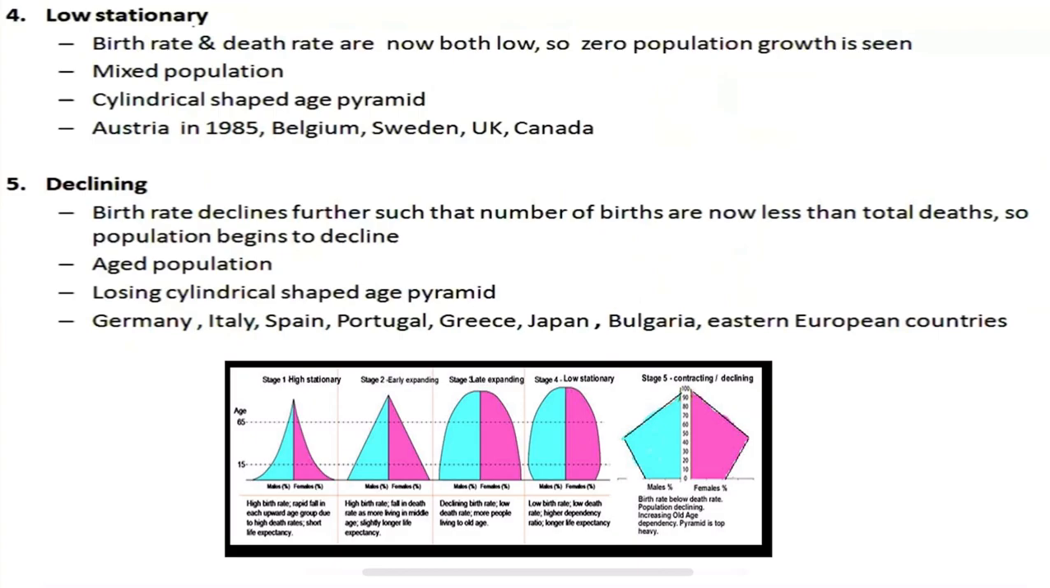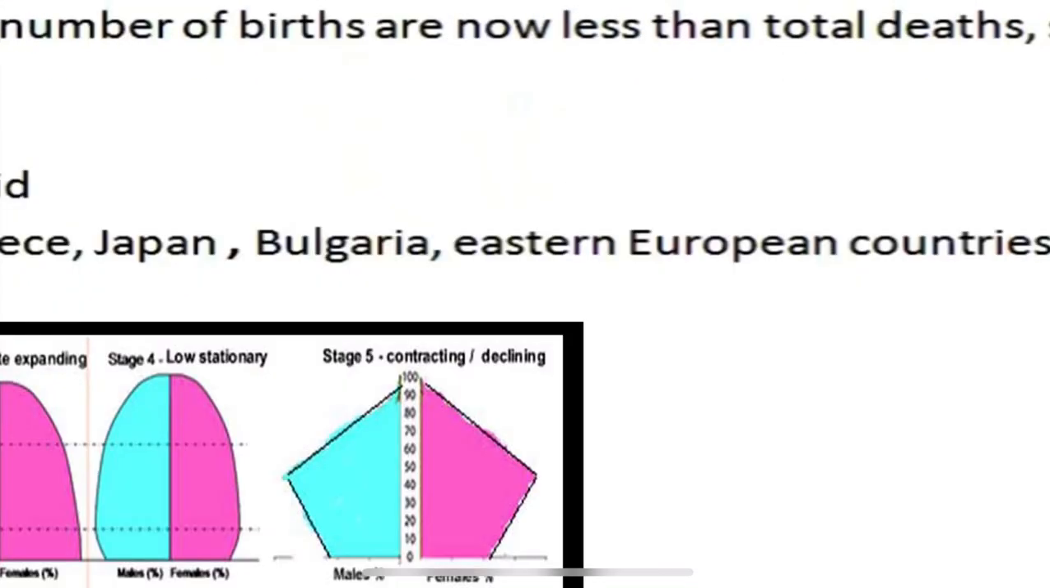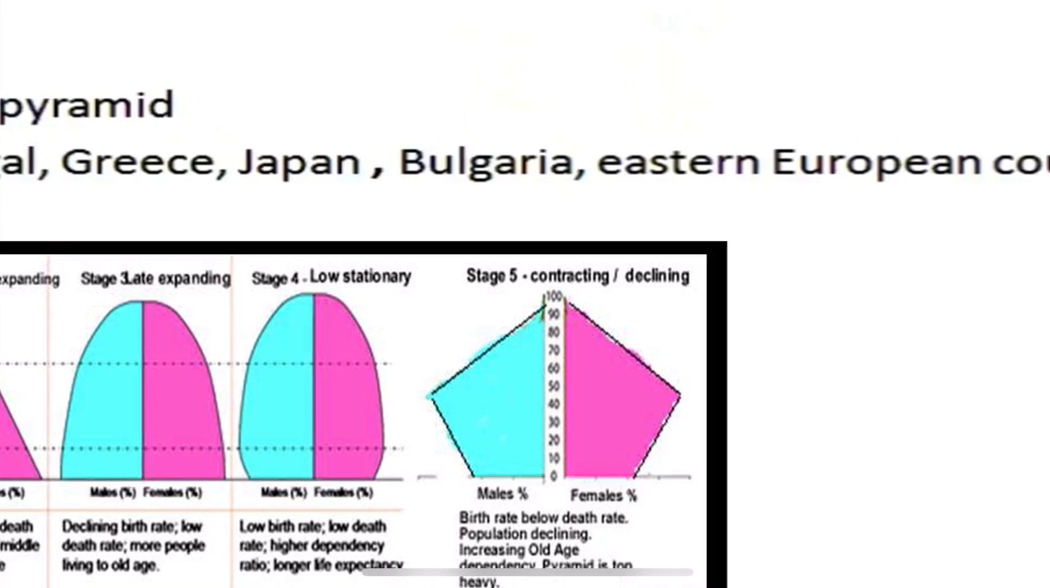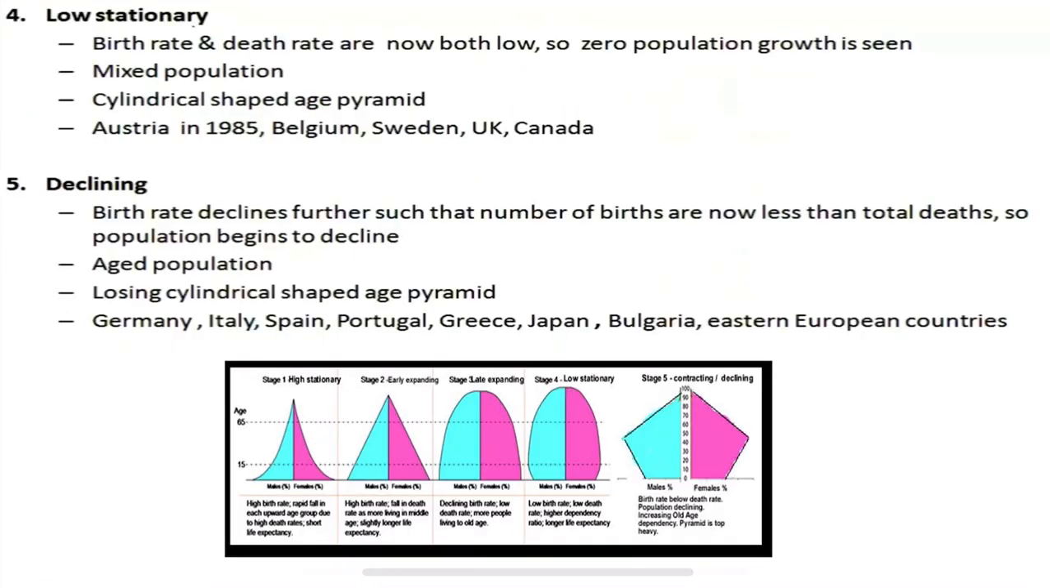The rate is low. The intensity, the number, the quantity is low, but it is equal. Low birth rate, low death rate. So what happens? There will be zero population growth, and a mixed population is seen. Cylindrical shape age pyramid. You can see the fourth pyramid, the third one is globular, and the fourth one is cylindrical shape. It is seen in Austria.